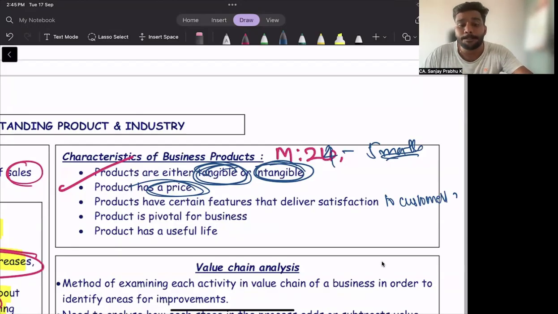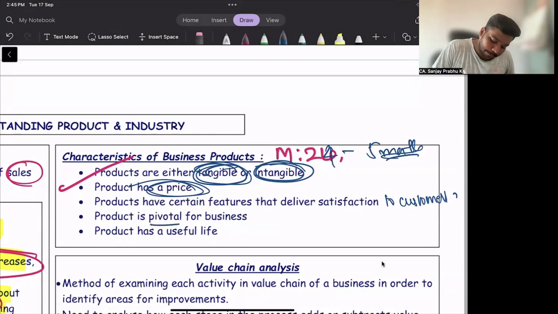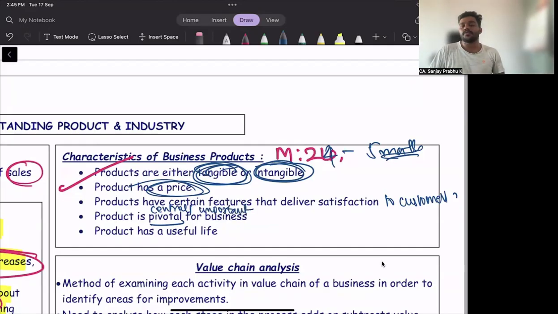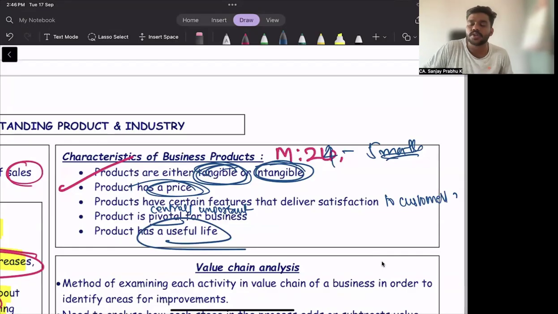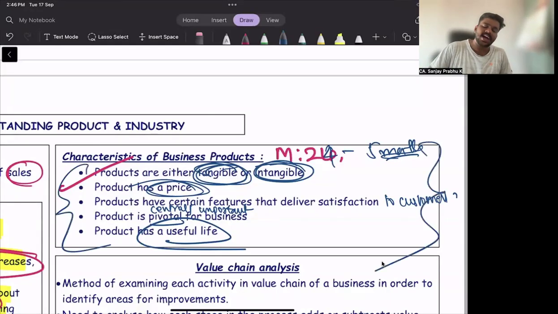Then every product is pivotal for the business. Pivotal means central or important. Every product is important for the business and every product has a useful life. Now we have discussed four stages of every product: introduction stage, growth stage, maturity stage, decline stage. So what are the 5 characteristics? This has already been asked in May 24, so I'm not expecting it for September 24, but maybe for Jan 25 or May 25 you can expect this question.